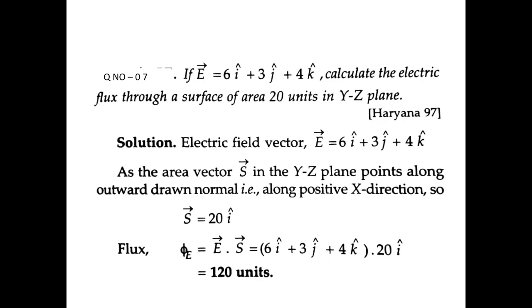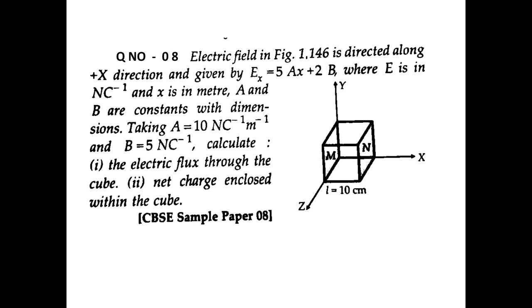Now we find the flux. Flux is phi equals E dot S. We take the dot product and find the value, which is 120 units. Now let us try to solve question number 8. Electric field is directed along the positive x direction and given by E equals 5Ax plus 2B, where E is in Newton per Coulomb and x is in meter. A and B are constants with dimensions.